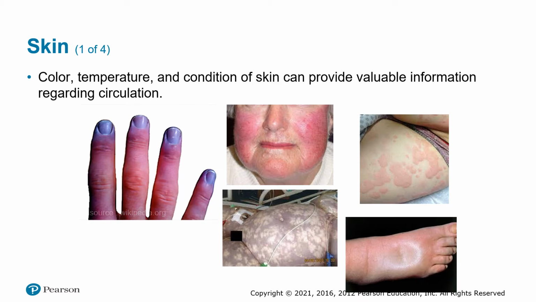Skin. Skin color, temperature, and condition of the skin can provide valuable information regarding circulation. Cyanosis is what those fingers show. They've got blue tips, so that's cyanosis. Red flushed skin is typically seen in the face. Mottling is down at the bottom, and it basically looks like that. They're just little blood poolings. Capillary beds have opened up, and it's where the blood has accumulated.